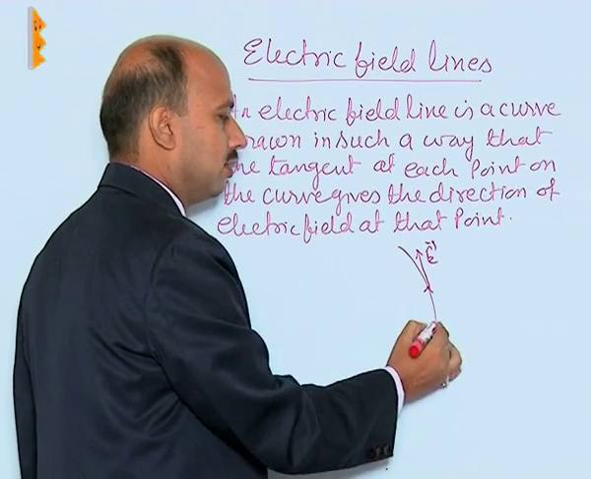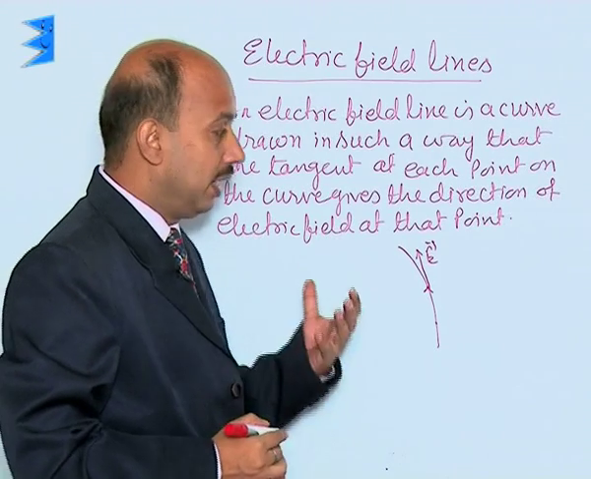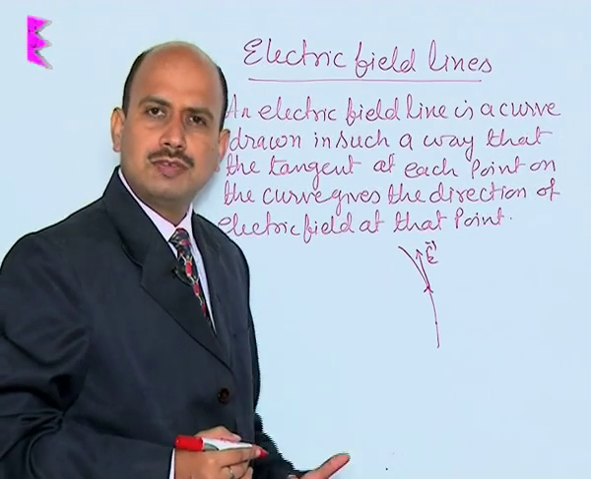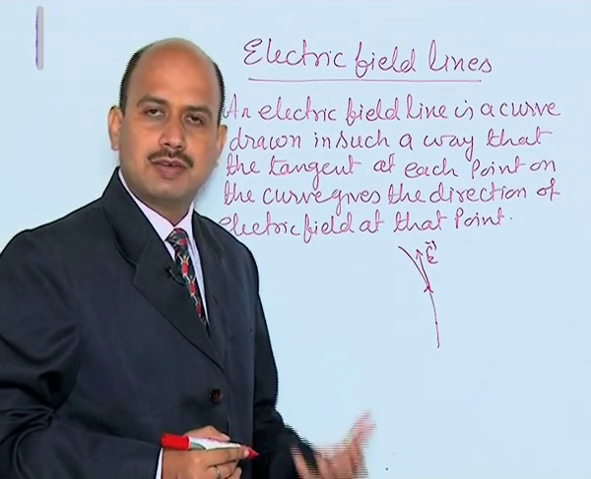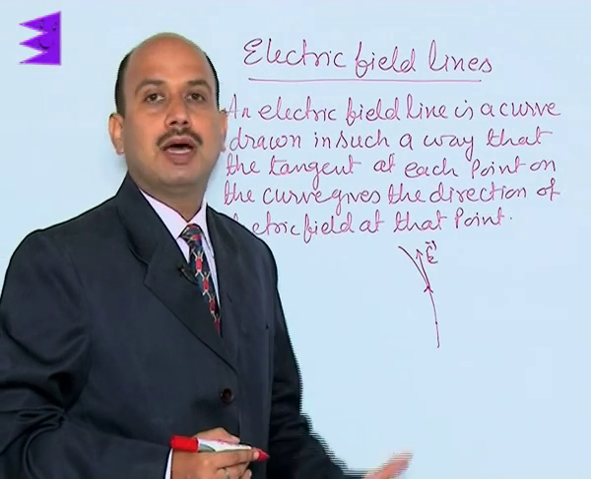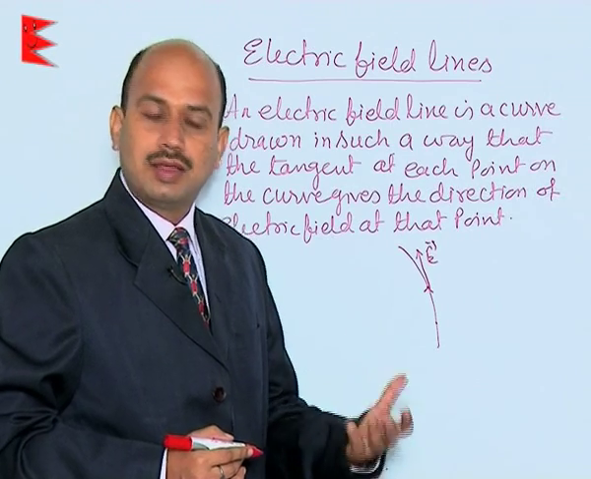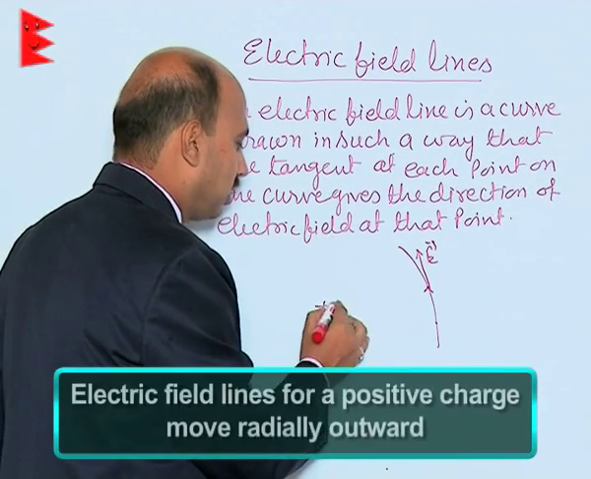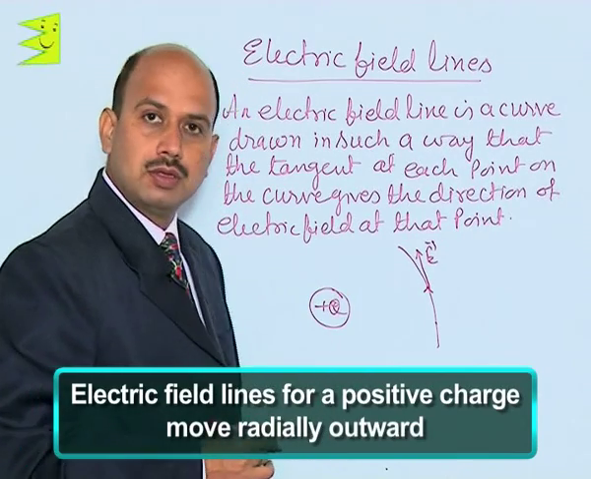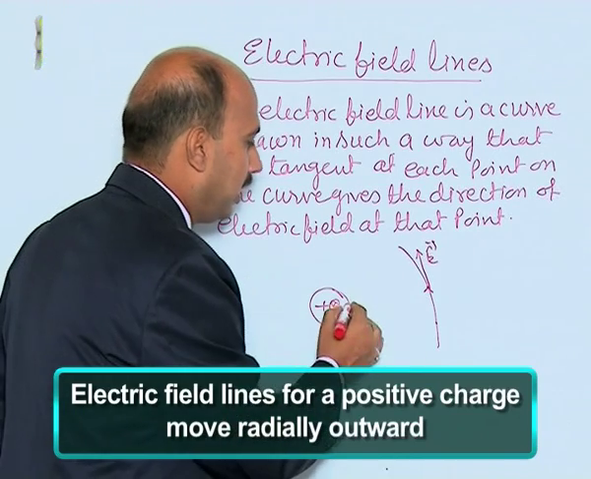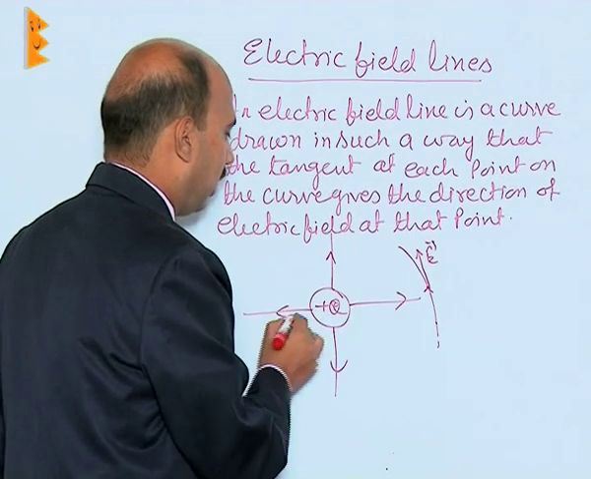See here, electric field lines we can draw by taking a unit positive charge in the electric field. Suppose a unit positive charge is free to move in the electric field. Whatever path is followed by the unit positive charge, that path is known as electric field line. Suppose you have taken here positive charge Q. If you take a unit positive charge around it, anywhere you place, it will move radially outward. So, the path of electric field lines is like this, radially outward.